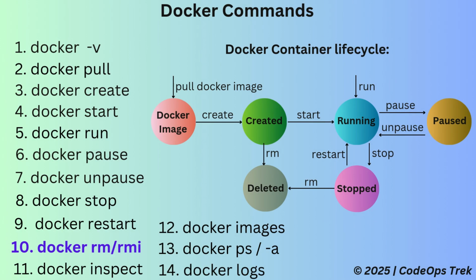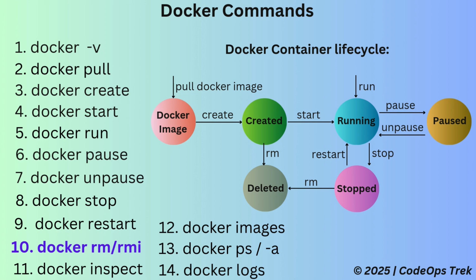Now, let us see the last commands in the container lifecycle, which are docker rm and docker rmi. The docker rm command is used to remove a Docker container, while the docker rmi command is used to remove a Docker image. These commands help in cleaning up unused containers and images to free up system resources.